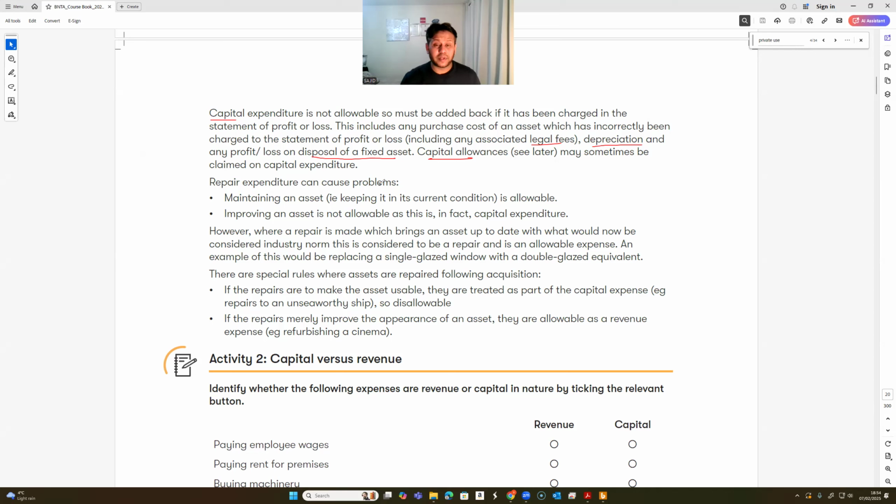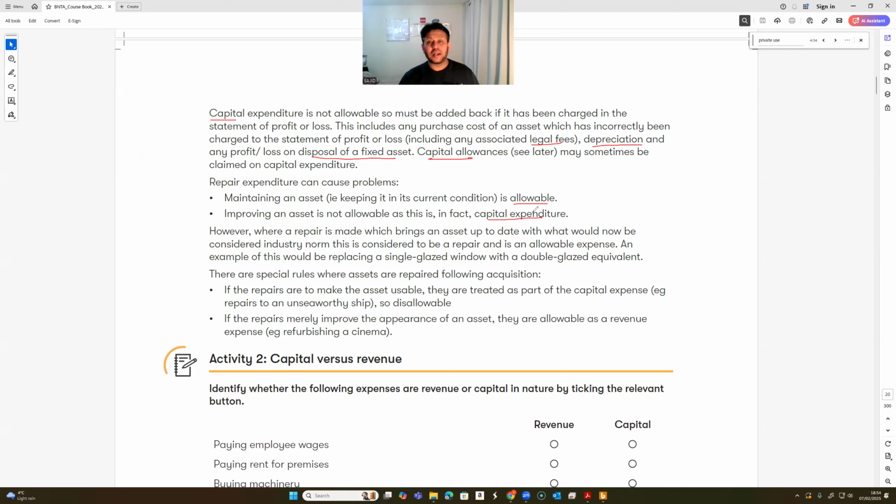So let's look at the repair expenditure, what they're saying. Maintaining an asset, example, keeping it in its current condition is allowable. Improving an asset is not allowable, like a capital expenditure. For example, if you have a computer and you have a 2 GB RAM inside of the computer, and for some reason, if you want the performance need to be better, and if you add one more RAM, so you make it 4 GB or 8 GB, then you improve the efficiency. If you do that, it is improvement, it is capital expenditure. But if you just make a repair to keep the standard so that you can use it, it is a revenue expenditure.